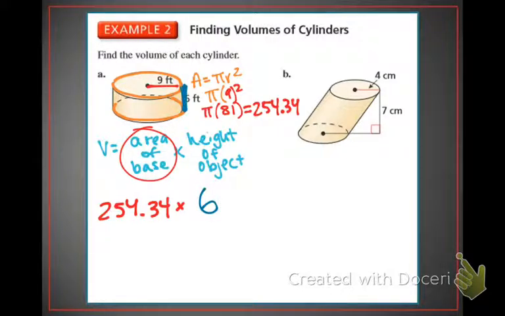It's what pushes your two triangles apart. We should get like 400 something, yeah? Maybe not. Just kidding. 1526.04 feet cubed.